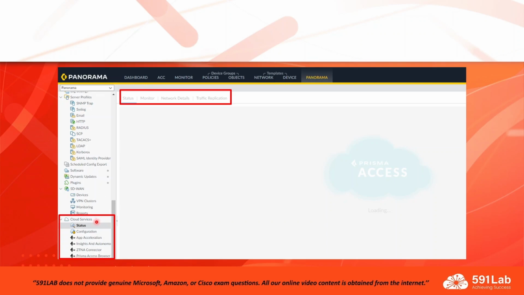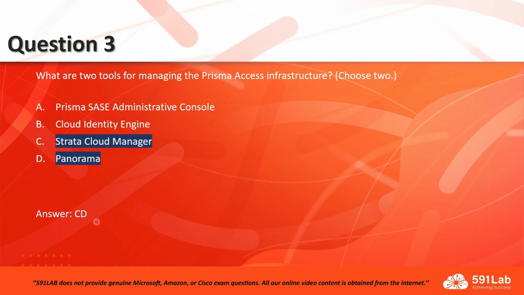Once we install the plugin on Panorama, it can connect to the cloud services of Prisma Access, and we can create a configuration or even the policy from Panorama. Then we can commit and push from Panorama to deploy the configuration to Prisma Access. With the above explanations, the answer to question number 3 is C and D, the Strata Cloud Manager and Panorama.